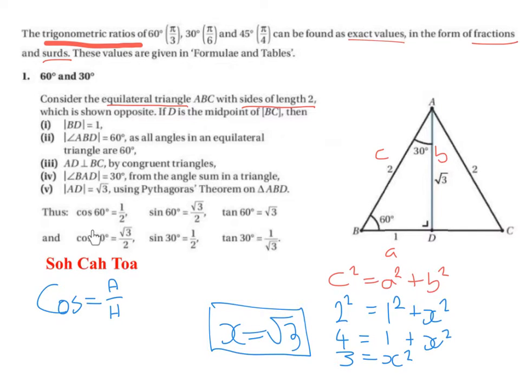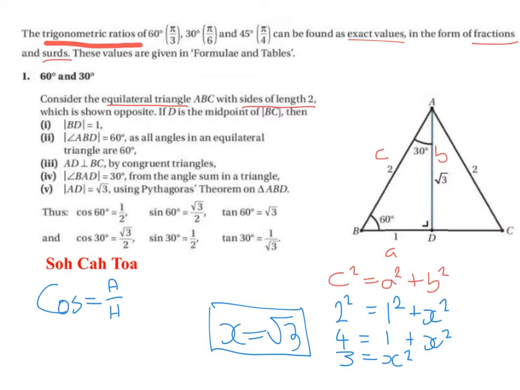Cos of 30 degrees is going to be root 3 over 2. So again, cos is equal to A over H, so cos of 30 degrees is going to be equal to the adjacent, which is root 3, over the hypotenuse, which is 2. So cos of 30 degrees is equal to root 3 over 2.